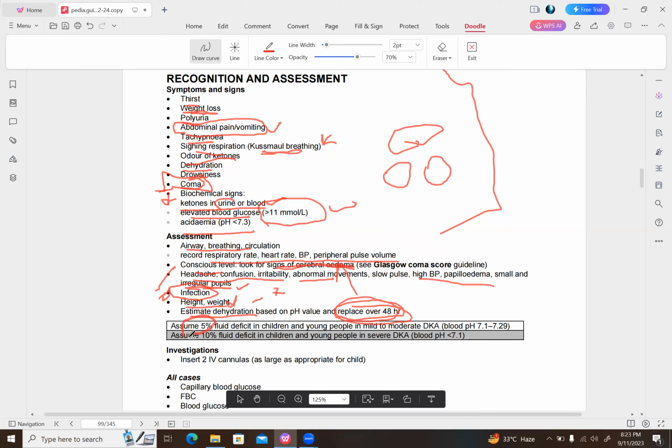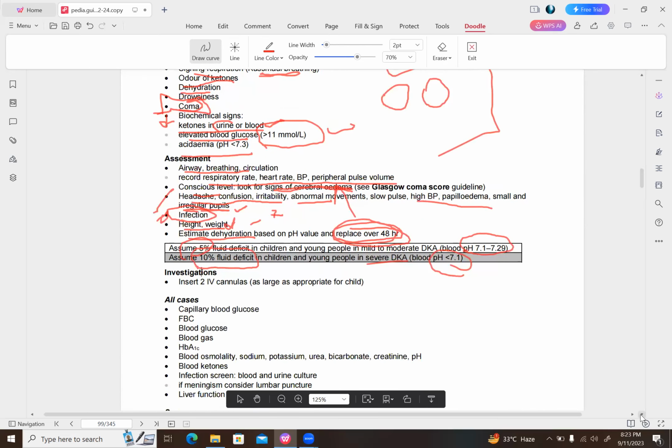Assume 5% fluid deficit if pH is between 7.1 and 7.2. And if it is below 7.1, meaning very severe acidosis, then it is severe DKA, and you have to calculate the fluid deficit like 10% dehydrated. Okay, clear up to there?